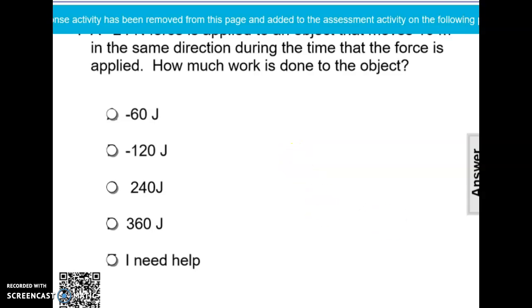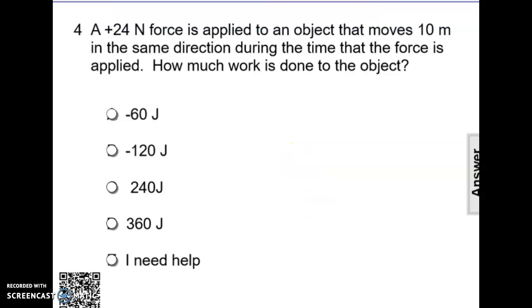So if we want to do our first problem right here, we can see that it says a 24 Newton force, so that's the force, moves a distance of 10 meters. How much work is done?